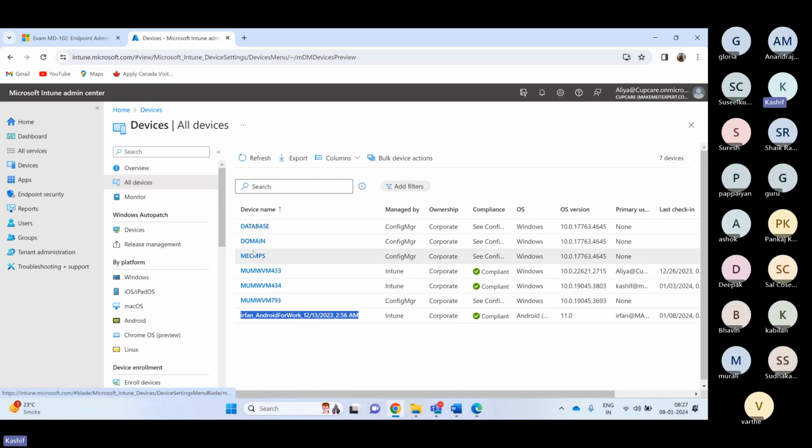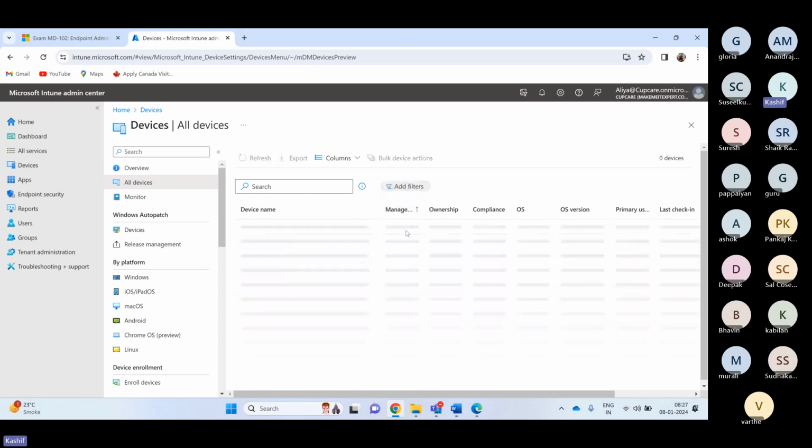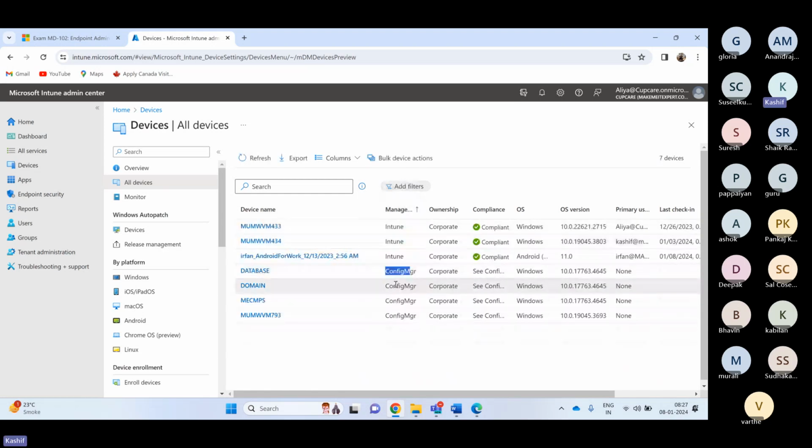You see database, domain, and MECM. These are servers. They are not being managed by Intune. They are being managed by SCCM. That's the reason you see managed by SCCM. So basically I'm using the co-management feature here. That's the reason I have devices from SCCM and Intune together. So we will see how we are going to manage devices.